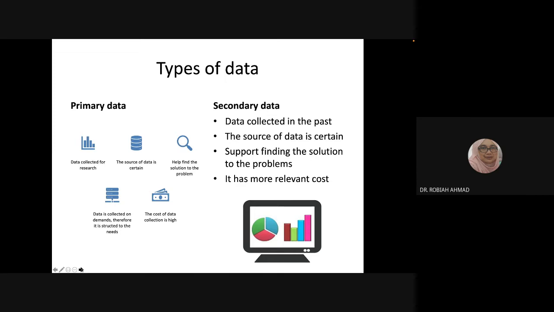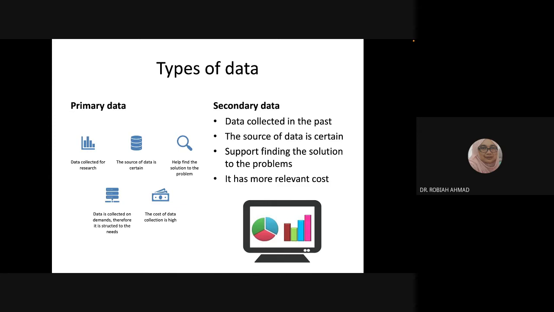Okay, so in the proposals, there will be a research design or research methodology, and students or research assistants will collect all the data for whatever research is being done. So usually primary data is collected for that particular research, and the source of data is certain because you already designed the research. For example, like renewable energy. Okay, so you will design the new renewable energy harvester, and then you want to collect the data.